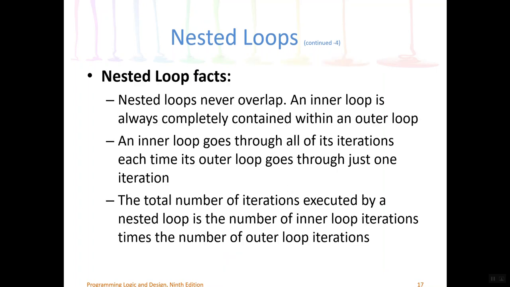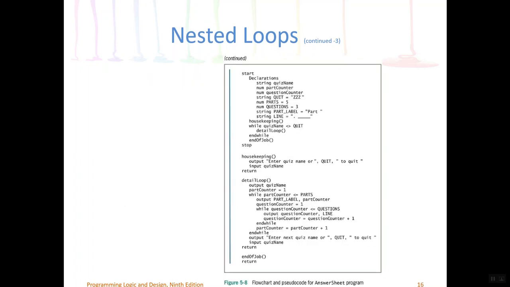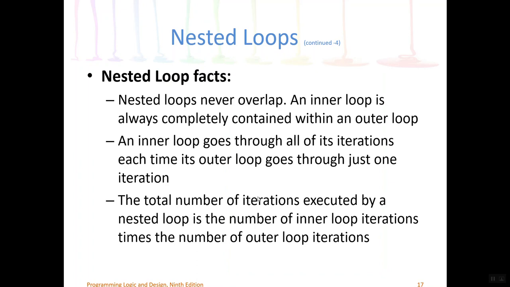Couple nested loop facts. Nested loops never overlap. An inner loop is always completely contained within an outer loop. So if you look back here, this inner loop for questions here is nested inside of, completely nested inside of this loop for parts. An inner loop goes through all of its iterations each time its outer loop goes through just one. So when we're printing part 1 on the first quiz, we're going to loop through the innermost loop that prints the questions 3 times for each part that we print.